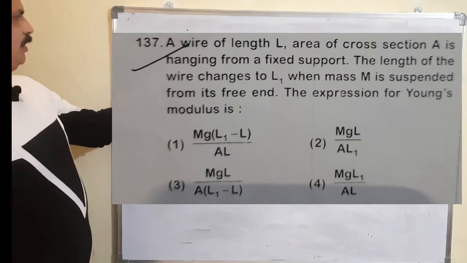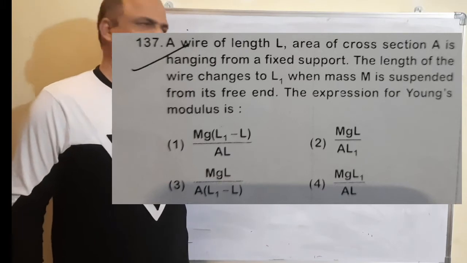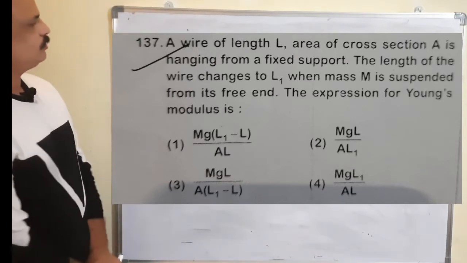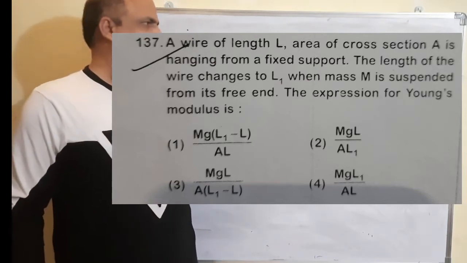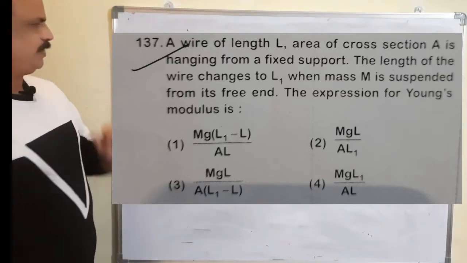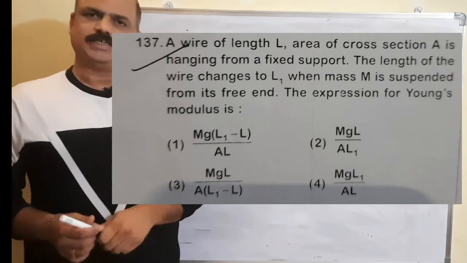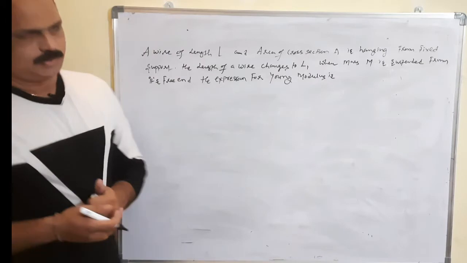A wire of length L and area of cross section A is hanging from a fixed support. The length of the wire changes to L1 when mass M is suspended from its free end. So the expression for Young modulus is, the four options are given here.